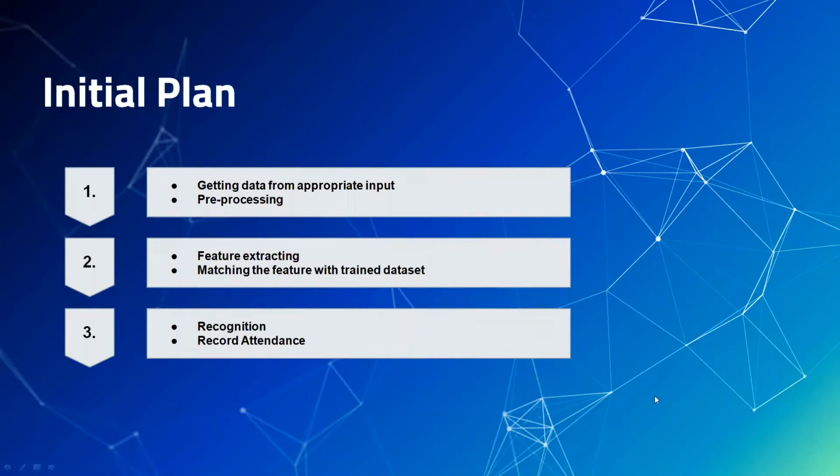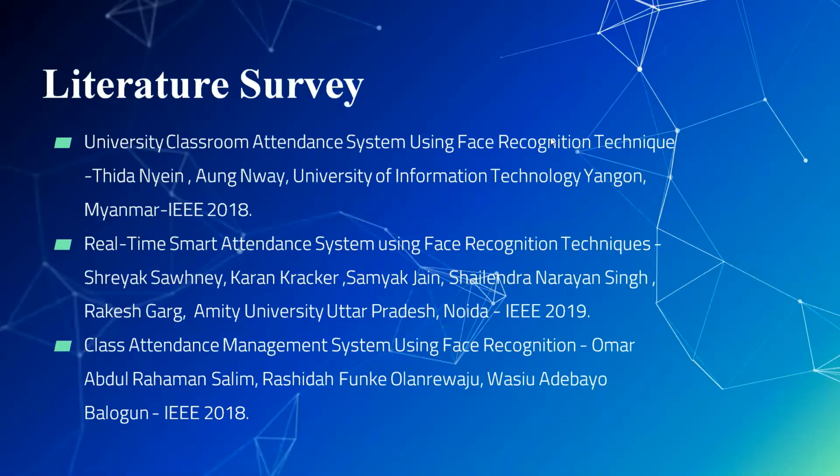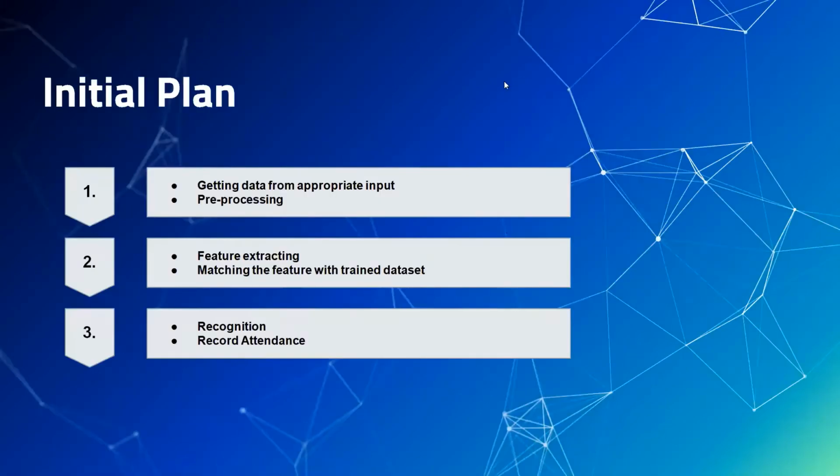In our initial plan, we are planning to take the data from an appropriate input, for example a camera. In the next step, pre-processing is done, which is an important step to get the training set of faces. The training dataset and the testing dataset are created using pre-processing libraries.